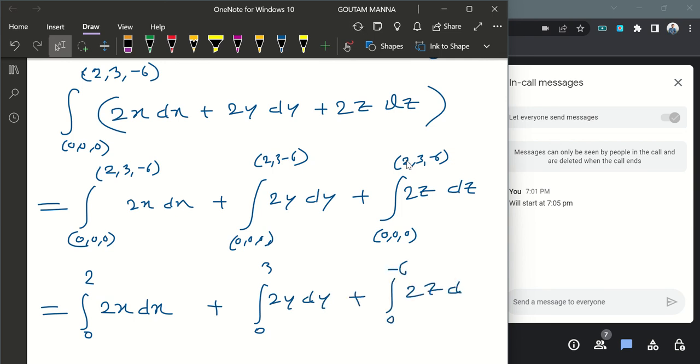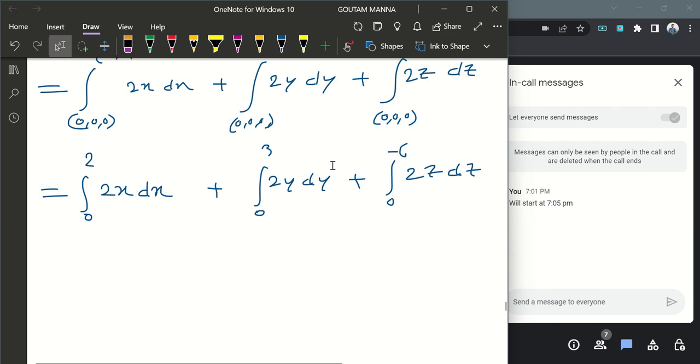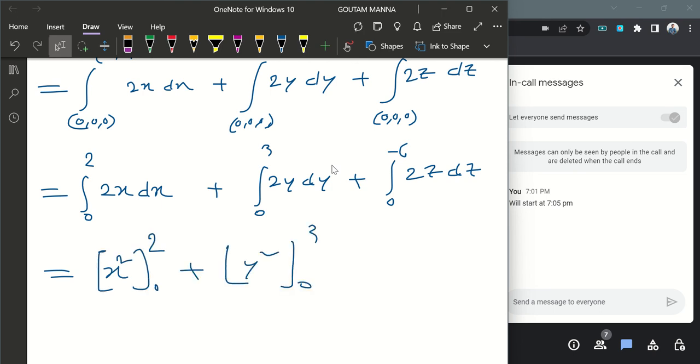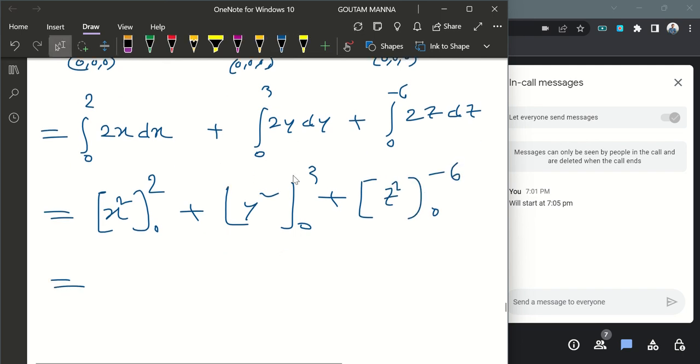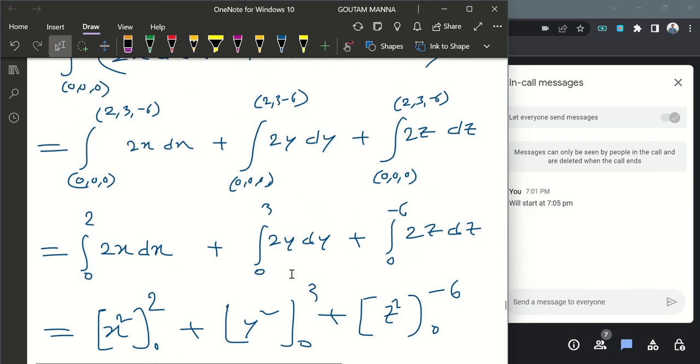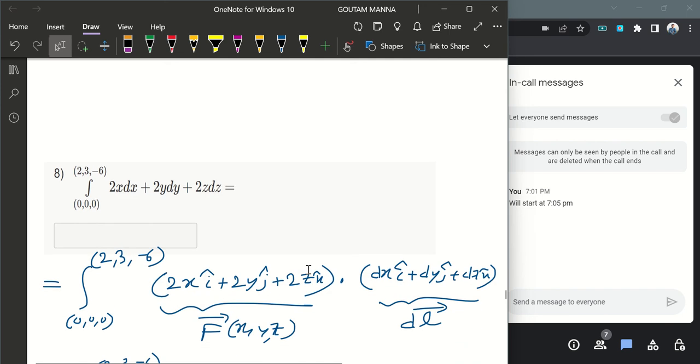the third integration will be 0 to minus 6 of 2z dz. Now if you do this integration, it will be x square, where x is going from 0 to 2, plus y square, y going from 0 to 3, plus z square, 0 to minus 6. If you put the limits, it will be 4 plus 9 plus 36, which will be 49. So the answer is 49.